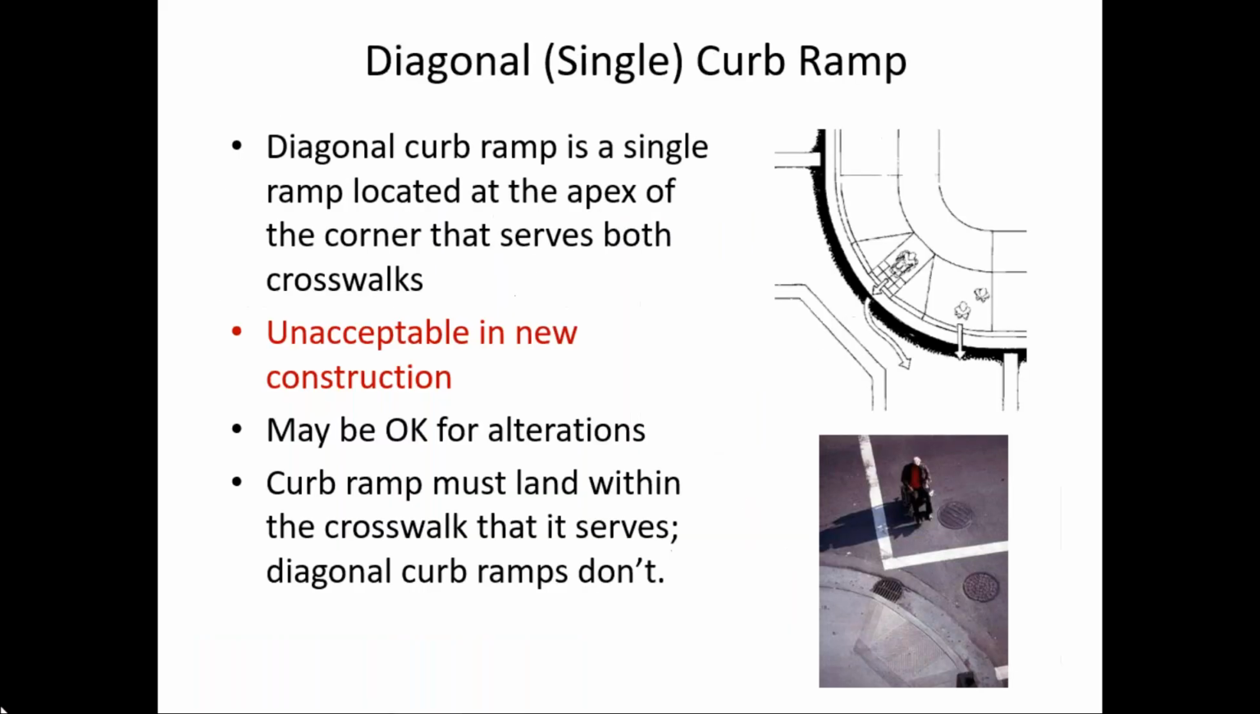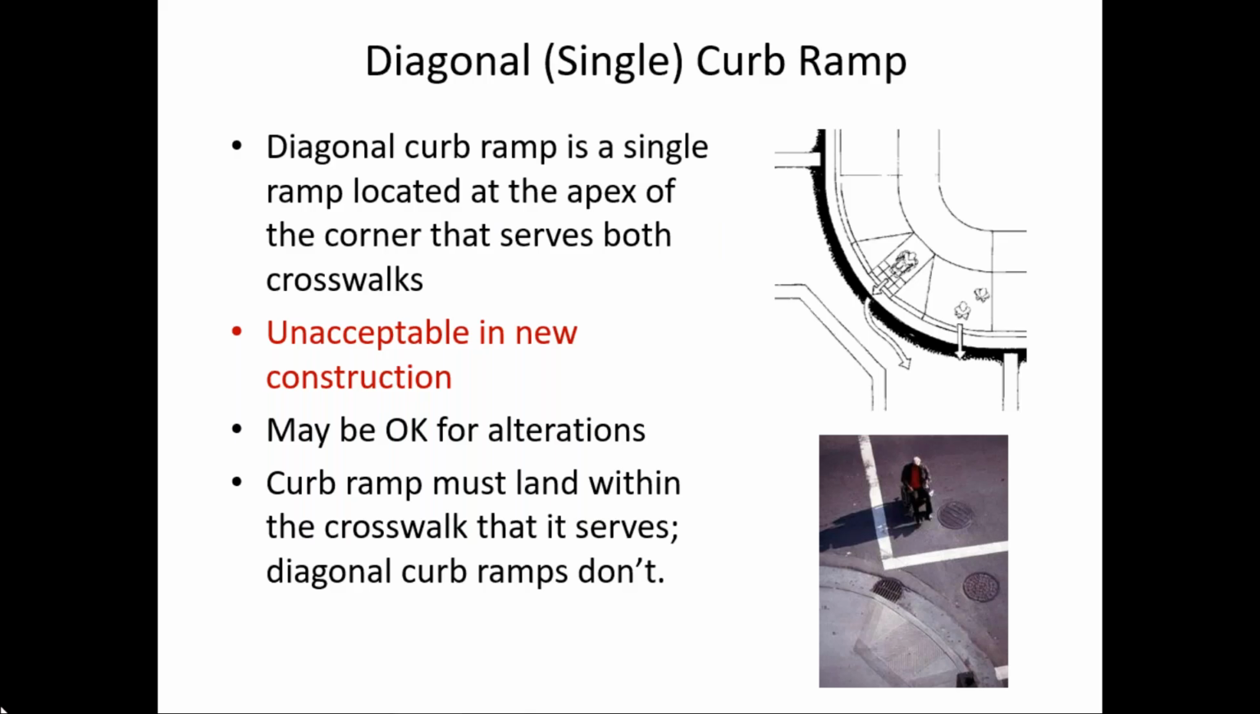Notice in my mention of 3 types of sidewalk to street transitions, I have not mentioned the single curb ramp or the diagonal curb ramp. And that's because under PROWAG, these are unacceptable in new construction. We should not be building any more new single diagonal ramps. They may be okay for alterations if it's technically infeasible to use one of the other 3 types.